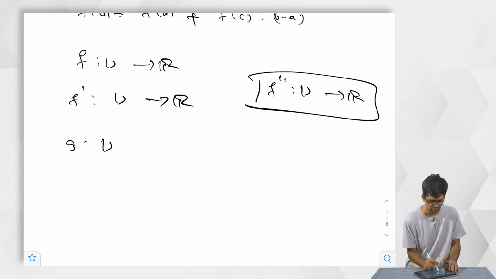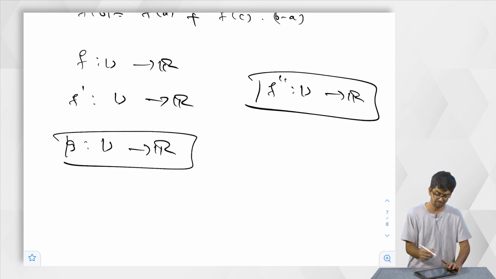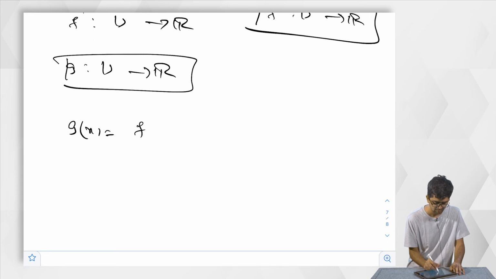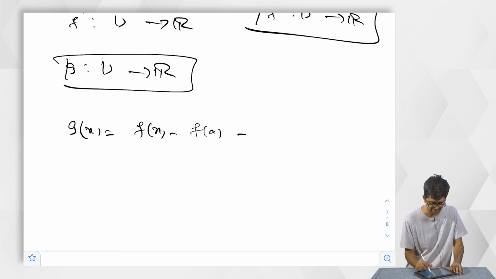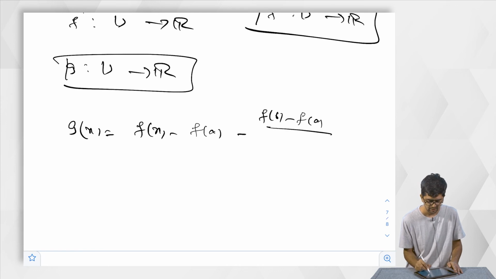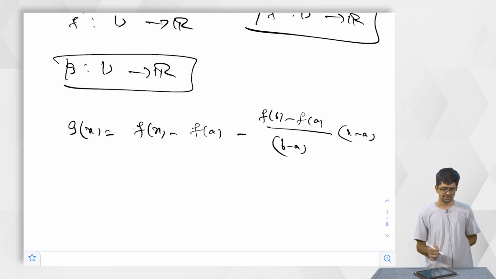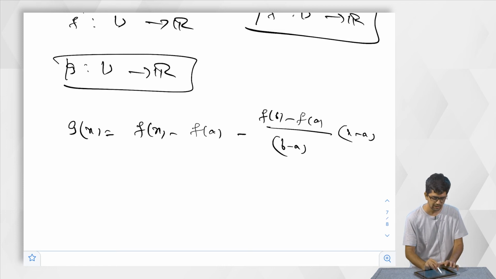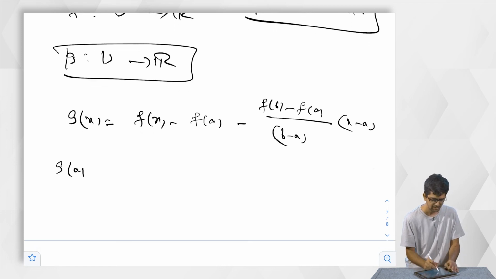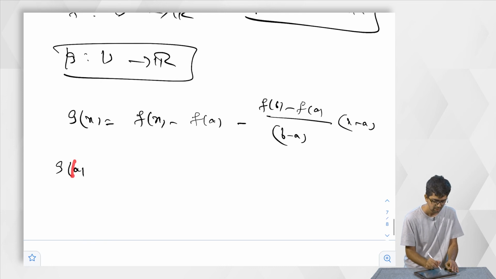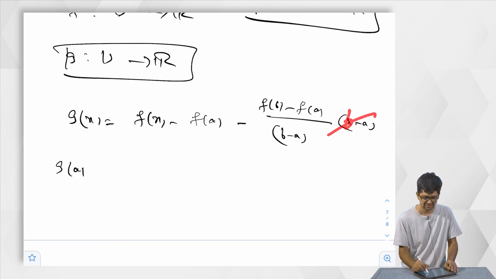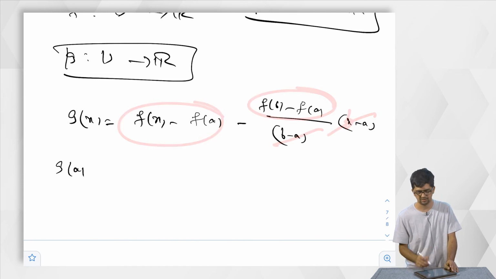Now the question is, what function should I think about? So g from U to R, what should be this function? In the previous case, what was the function? g of x is equal to f of x minus f of a minus (f of b minus f of a) by (b minus a) times (x minus a). That was the choice that we made for the function f, which is one time differentiable. Then we have seen that g of a is f of a minus f of a, and a minus a is 0, so g of a is 0. What is g of b? g of b is f of b minus f of a minus (f of b minus f of a), since b minus a cancels, so this is gone.